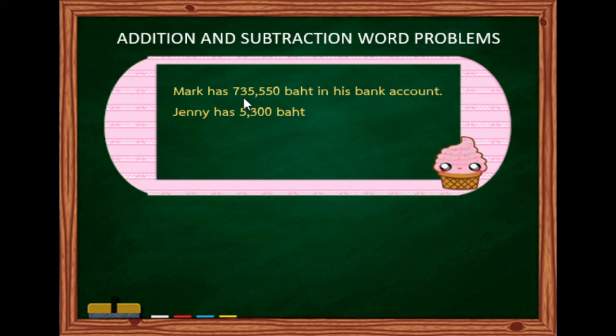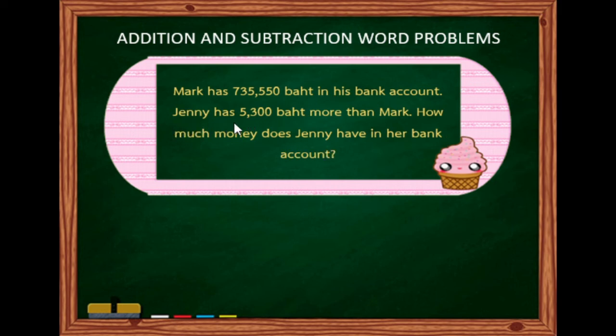Mark has 735,550 baht in his bank account. Jenny has 5,300 baht more than Mark. How much money does Jenny have in her bank account? Again, Mark has 735,550 baht, but Jenny has 5,300 baht more than Mark. How much money does Jenny have in her bank account?